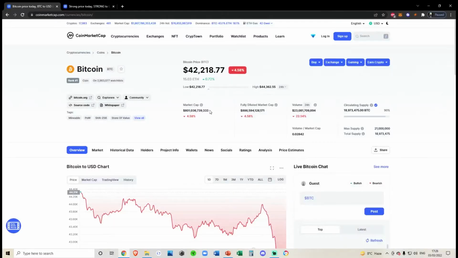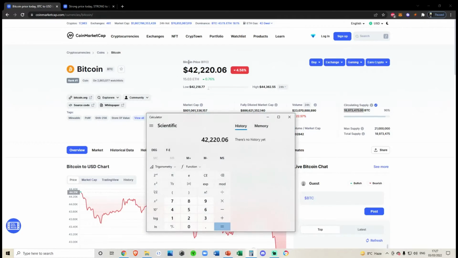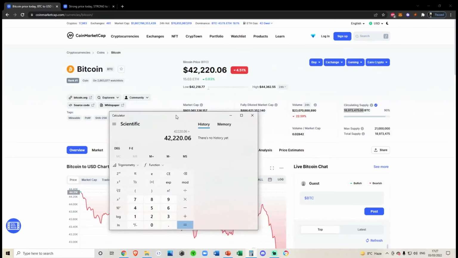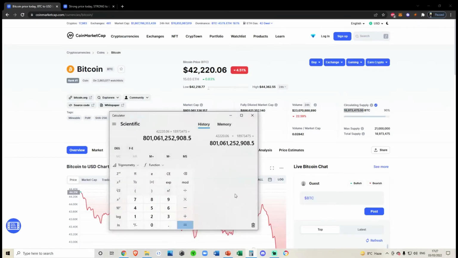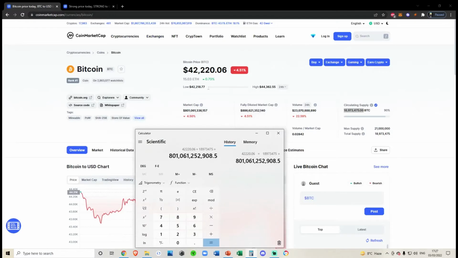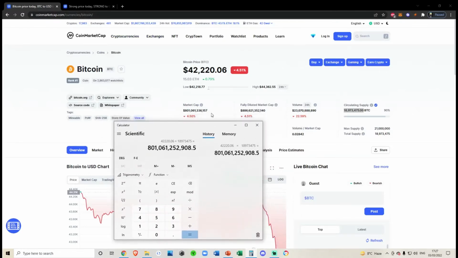Alright, starting off with the market cap, which is the most commonly used metric. The market cap is simply a function of the Bitcoin price at the moment times the circulating supply. So just to show you how we'd get that, we'd paste the current Bitcoin price into the calculator and times it by the existing supply. You don't need to know how to calculate this. All you need to do is come onto CoinMarketCap and it will calculate it for you. But basically the market cap is how much money is in a crypto at the moment. For this example, we're using Bitcoin.